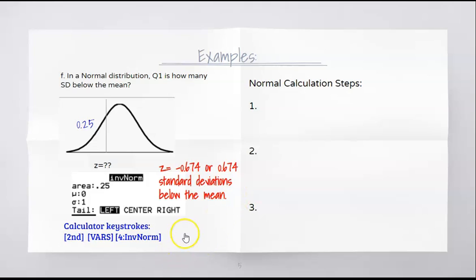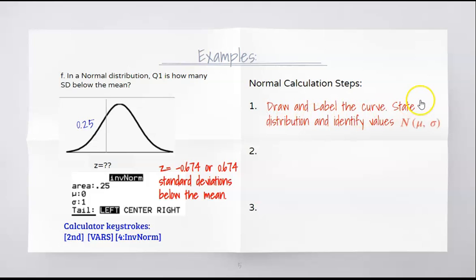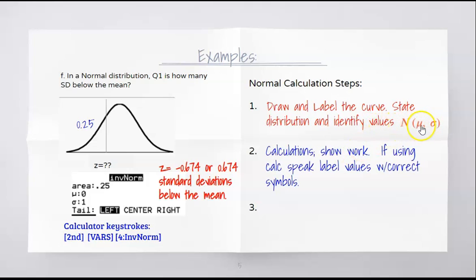All right? Now, when you do a normal calculation question, generally there's three things I'm looking for. First of all, you draw and label the curve. You state the distribution and identify the variables. Okay? You need to have there somewhere n and then the mean and the standard deviation. And all the examples I've done so far, these were just standardized curves where the mean was 0 and the sigma was 1.